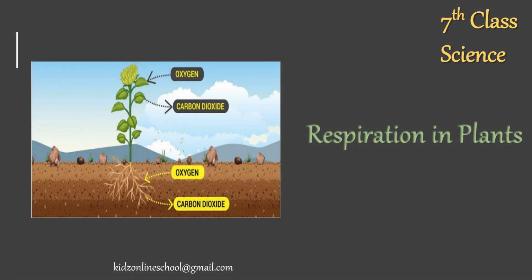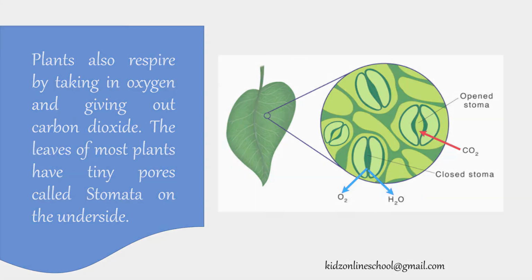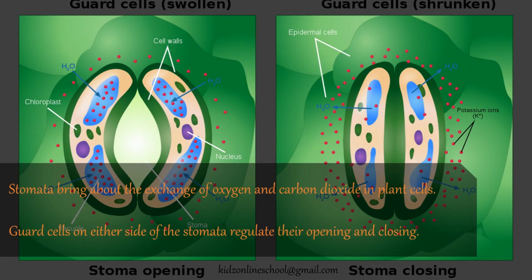Respiration in plants. Plants also respire by taking in oxygen and giving out carbon dioxide. The leaves of most plants have tiny pores called stomata on the underside. Stomata bring about the exchange of oxygen and carbon dioxide in plant cells. Guard cells on either side of the stomata regulate their opening and closing.